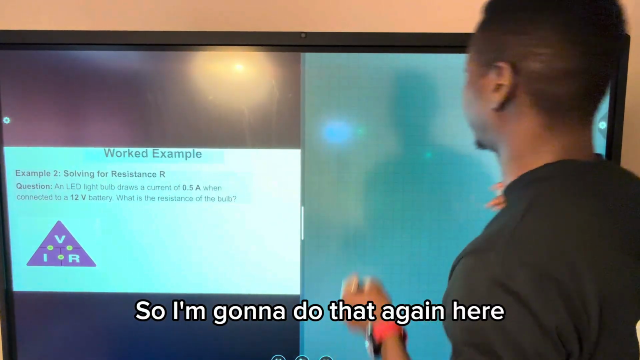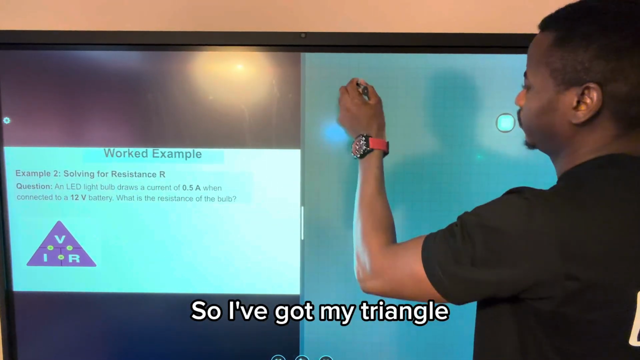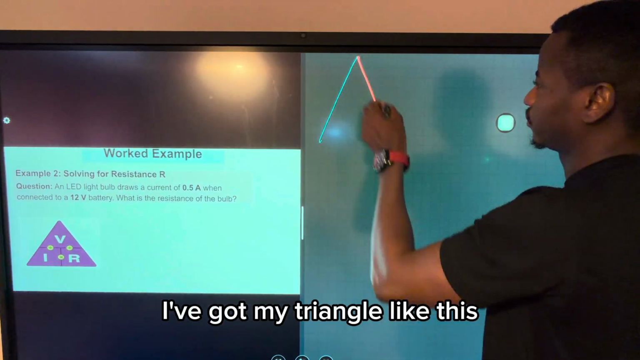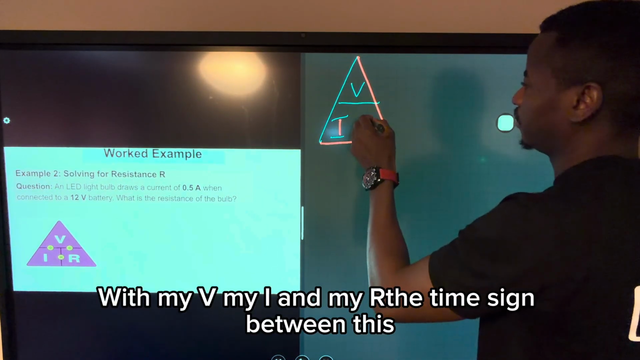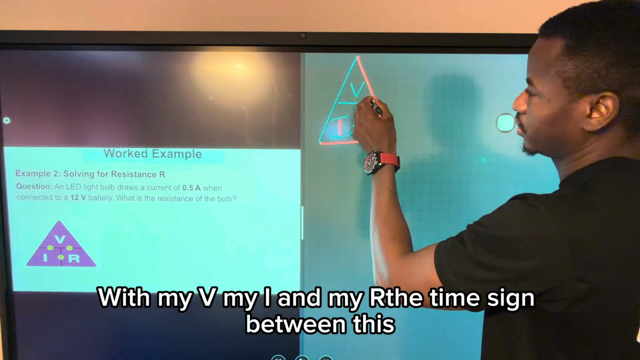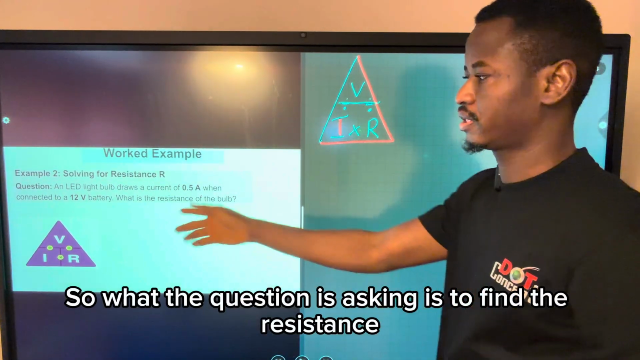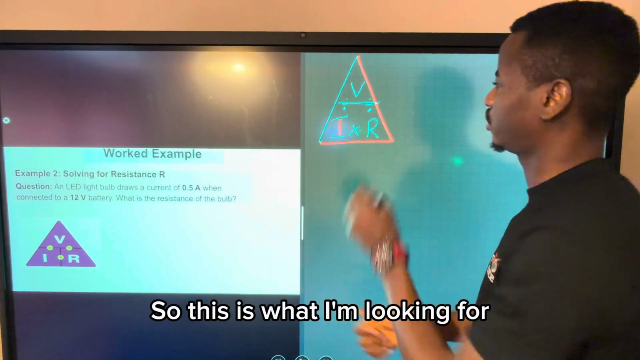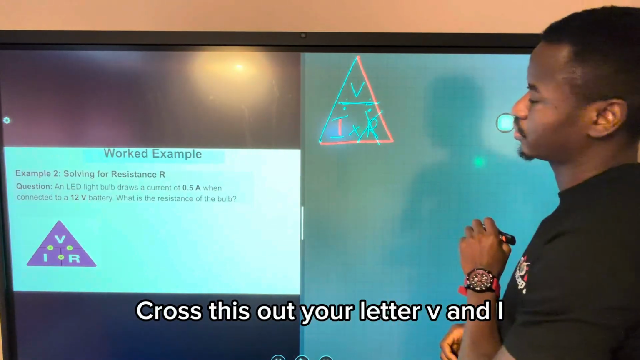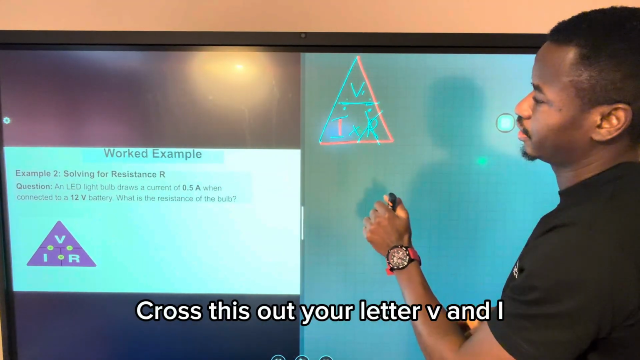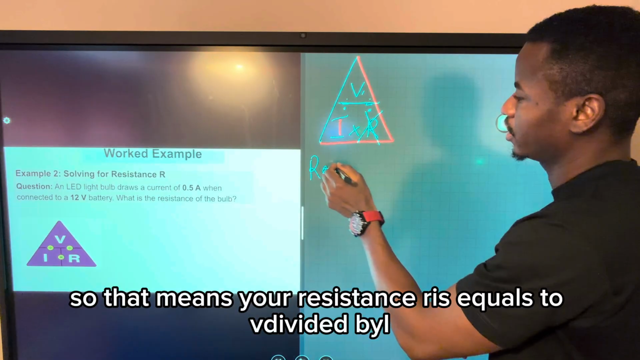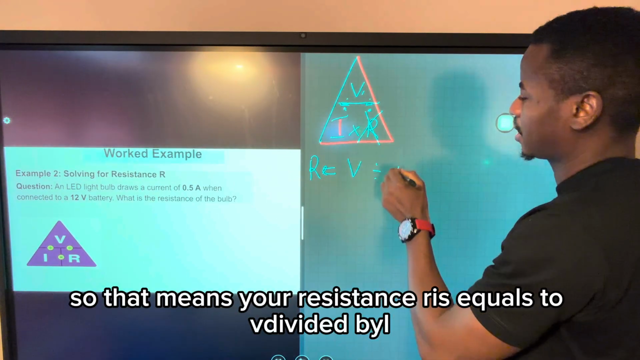So I'm going to do that again here. I've got my triangle like this with my V, my I, and my R. The times sign between this one is a division, and that one is a division. What the question is asking is to find the resistance, so this is what I'm looking for. Cross this out, you're left with V and I. That means your resistance R is equal to V divided by I.